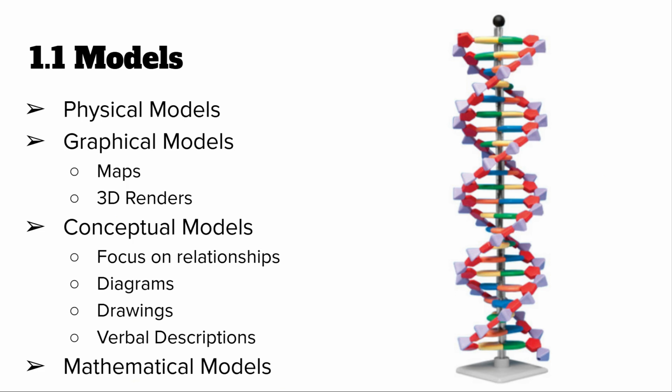A conceptual model is going to be more focused on relationships, so it's not going to be as well defined as a graphical model. Diagrams and drawings tend to be conceptual models because they are not as precise. On the other end of that spectrum are mathematical models, which are very precise. We will use a few of these this year, but not very many. We're not going to get super complicated with math, I promise. Right? But again, I want you to know a few examples of models.